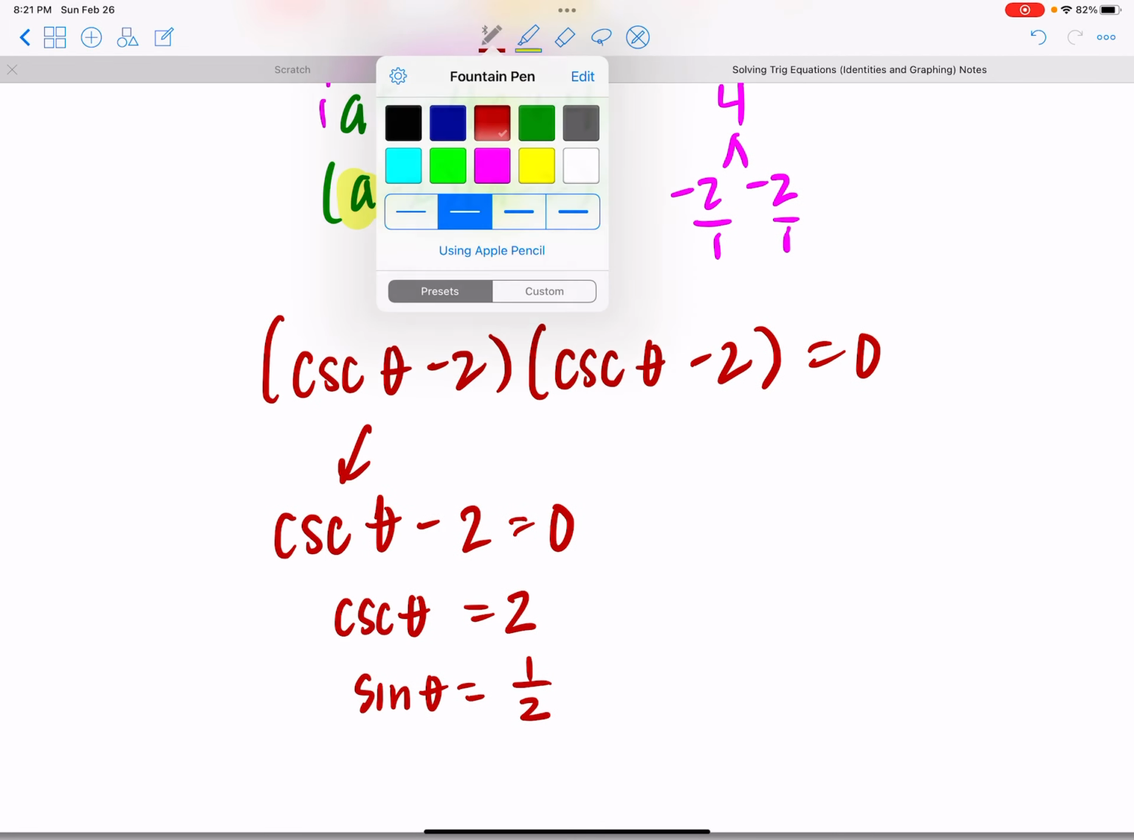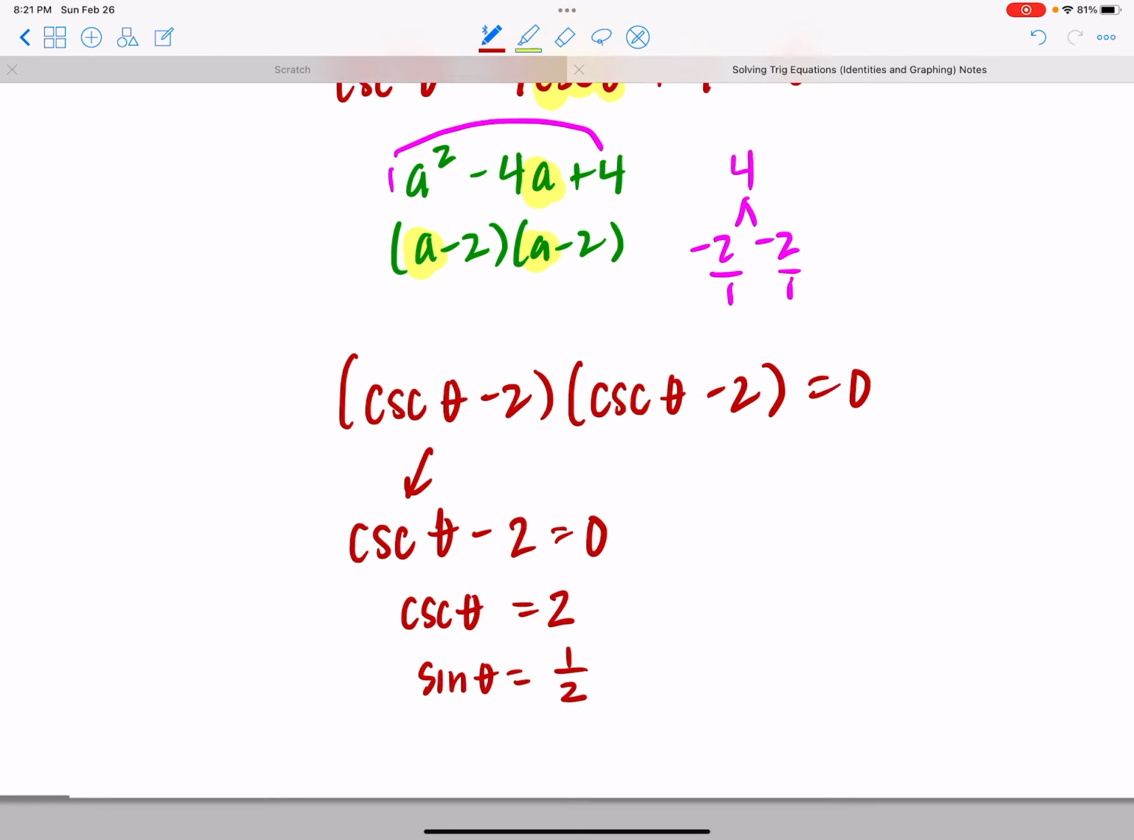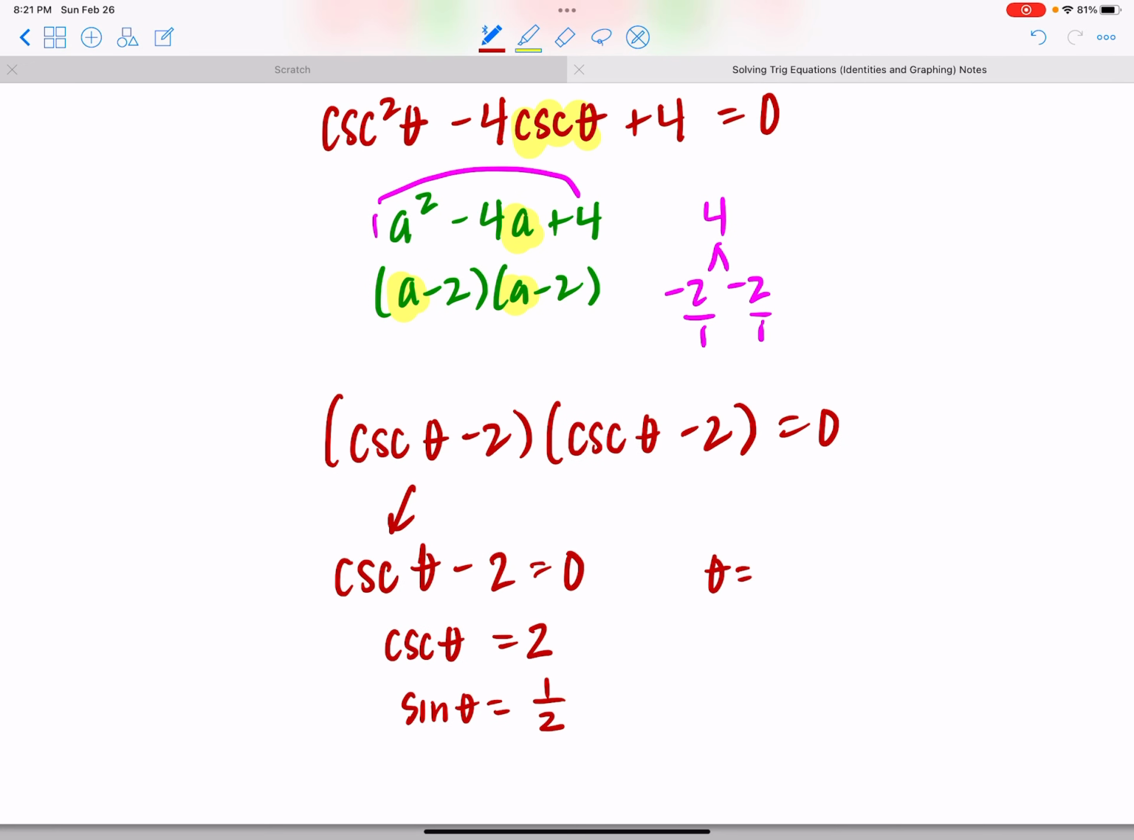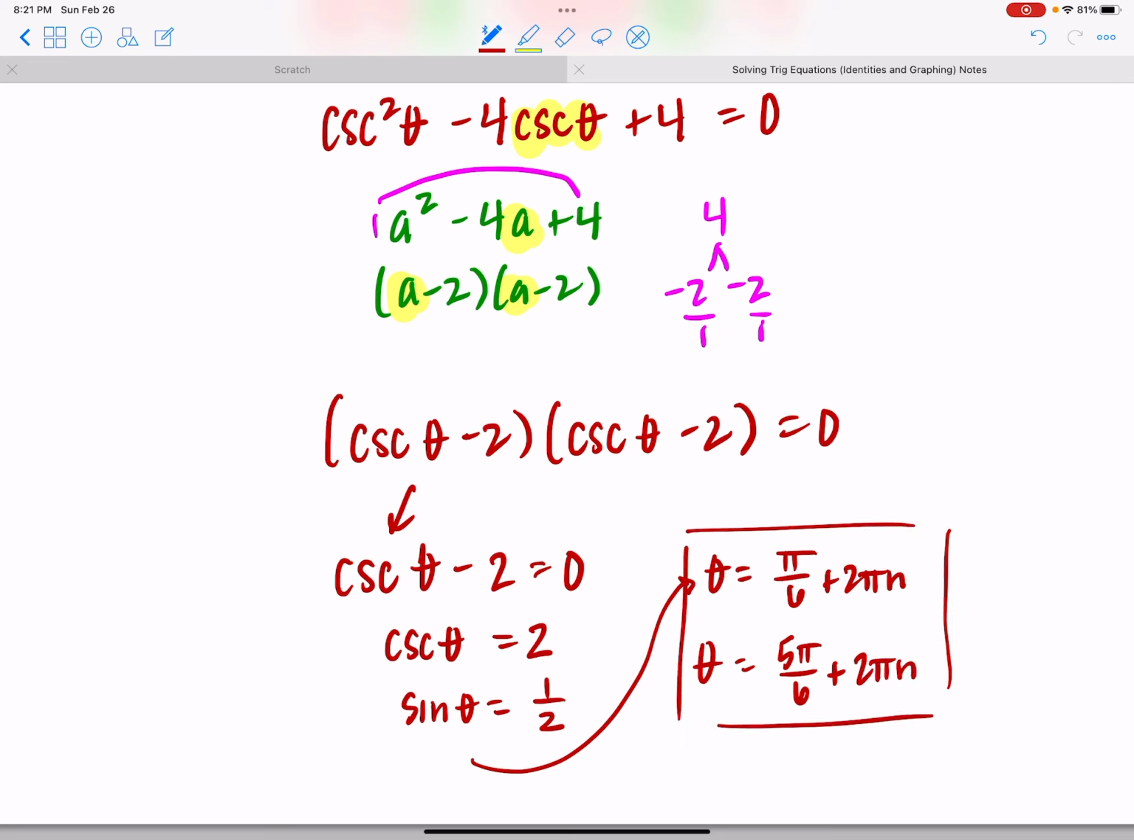So theta is going to equal, running out of room, pi over 6 plus 2 pi n times, and theta is going to equal 5 pi over 6 plus 2 pi n times, and those would be our infinite solutions in radians.